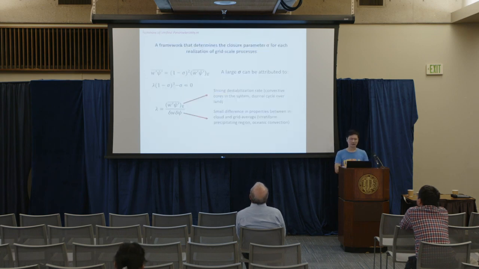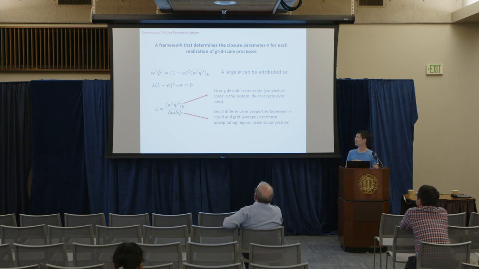Okay, so the concept of unified parameterization is actually very easy. It's a closure to determine the eddy flux that's applied as feedback to the grid scale through the formulation of sigma. You can think of W prime, eta prime, phi prime E as the cumulative parameterization-produced eddy flux, and W prime phi prime bar is what's fed back to the larger scale. So it's scaled by 1 minus sigma squared here.